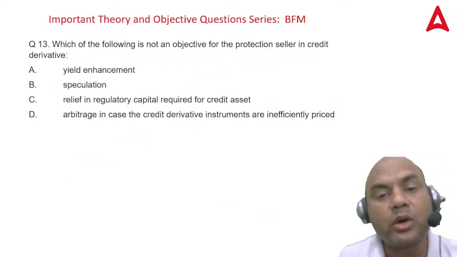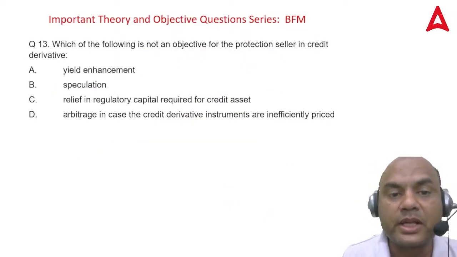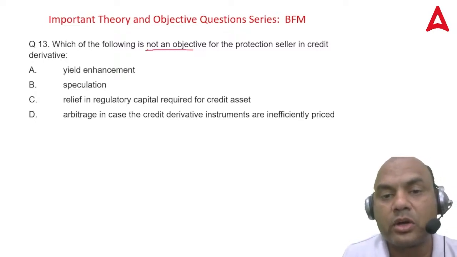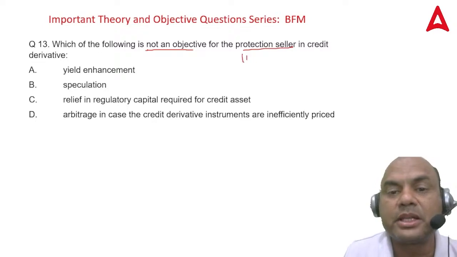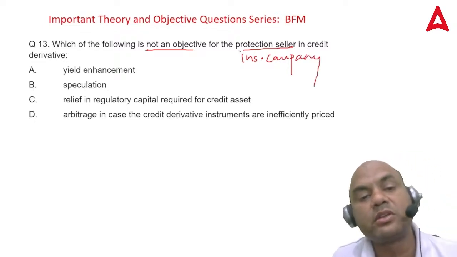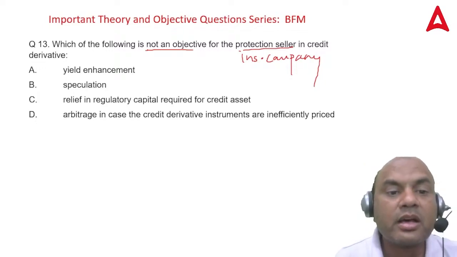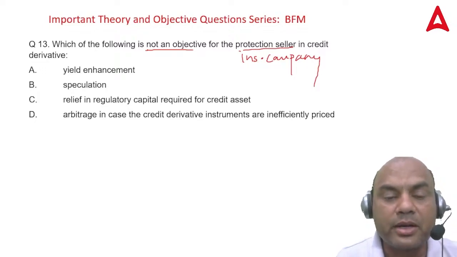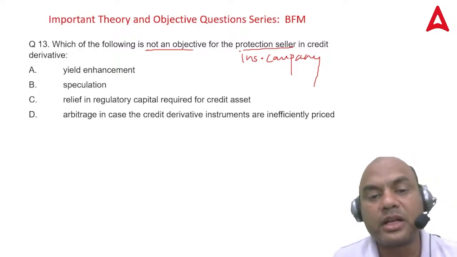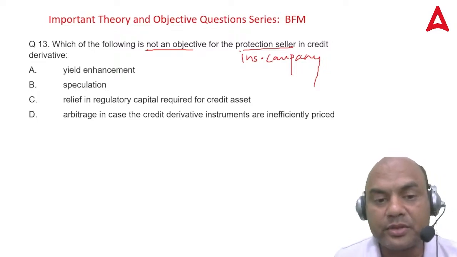Which of the following is not the objective of protection seller in the credit derivative? Now, not the objective of the protection seller. Remember the important words: not the objective. Protection seller means, keep it simple, insurance company. So now, which of them is not the objective of the insurance company? Yield enhancement, speculation, relief in regulatory capital required for credit asset, arbitrage in case credit derivative instruments are inefficiently priced. So which of them? 13th one.